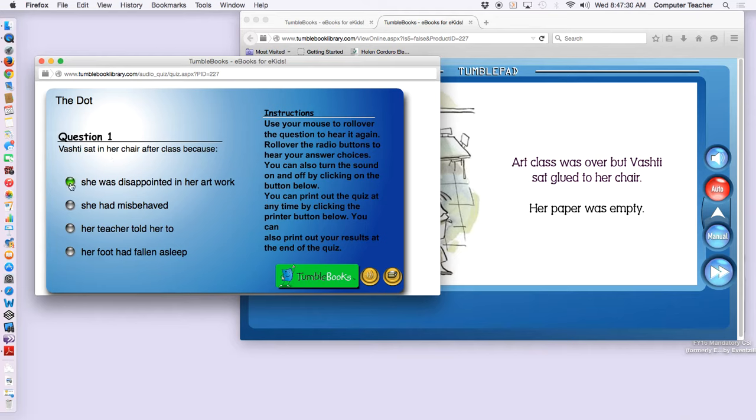And then here are the answers. 1. She was disappointed in her artwork. 2. She had misbehaved. 3. Her teacher told her to. 4. Her foot had fallen asleep.